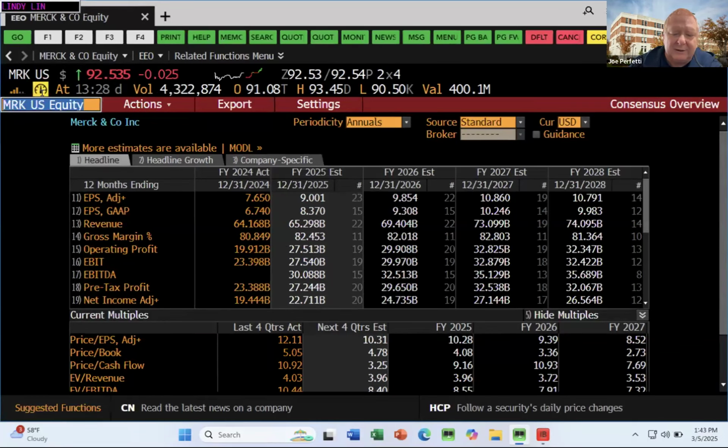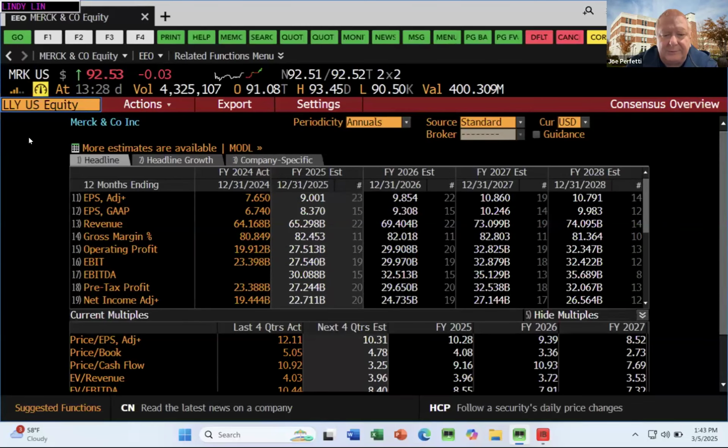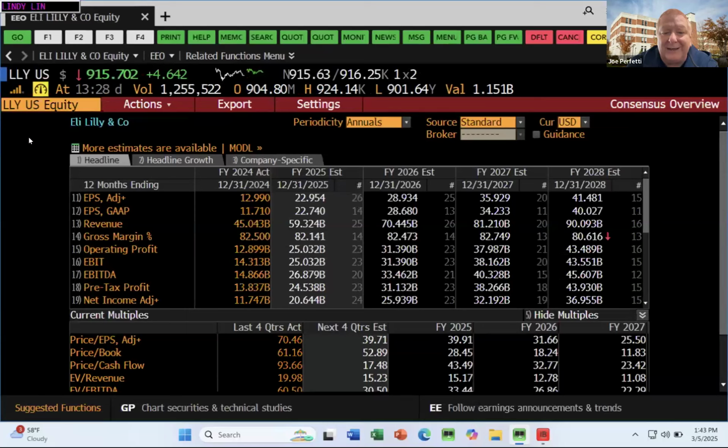If I were to switch this over to Lilly, over the next 4 years, they're going from 45 to 90 billion. So they're expected to double in size by 2028. And so you're already starting to see that show up in the 5-year analysis that you just did, because all that CapEx at Lilly is to support that growth.